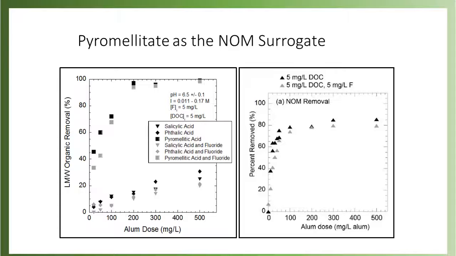If we look at the left, the squares are the pyromellitic. Darker colors are without fluoride. The lighter gray is with fluoride. And we see that in both the with and without fluoride case, we get much higher pyromellitic acid removal over this range of alum doses. This matches pretty well with some past results we've gotten with Lake Austin NOM removal, lingering at about 80%. So we're pretty confident in the use of pyromellitic acid as our NOM surrogate, and we'll explore that more.